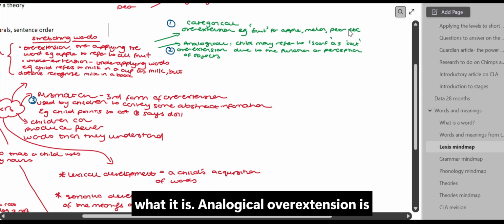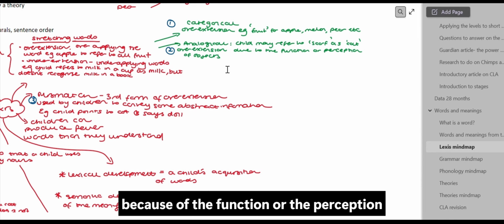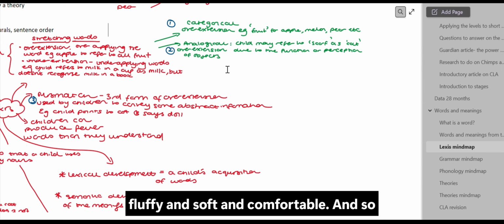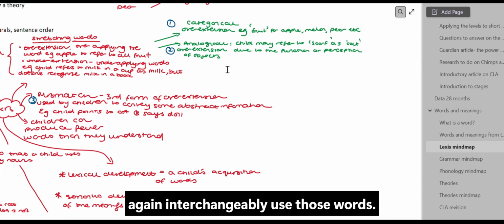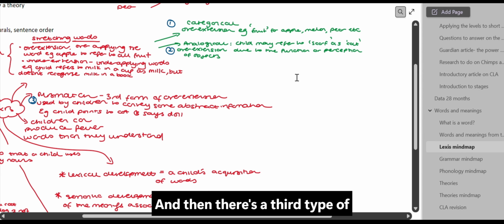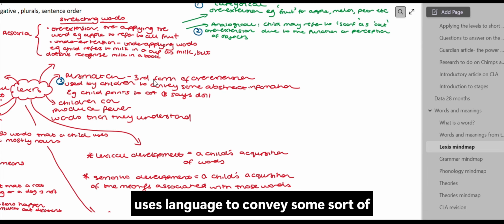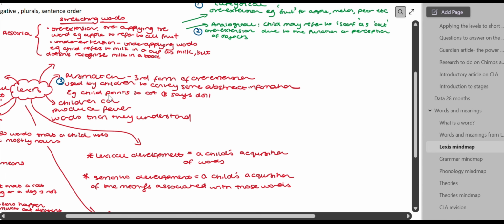So for example, using fruit for the apple, the melon, the pear, rather than specifically saying what it is. Analogical overextension is where a child refers to, for example, a scarf as a cat or a cat as a scarf because of the function or the perception of the object. The child might perceive the scarf and the cat to both be fluffy and soft and comfortable, and so they interchangeably use those words. And then there's a third type of overextension, which is known as mismatch, where a child uses language to convey some sort of abstract information. For example, the child points to a cot and says doll.